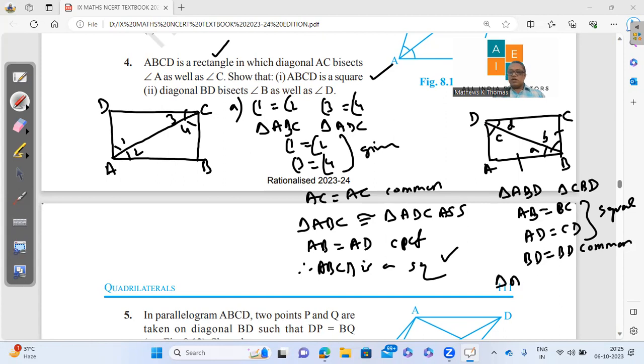So triangles are congruent by SSS. And if the triangles are congruent, then these angles are going to be equal. Angle A is equal to angle B and angle C is equal to angle D. And therefore we get BD bisects angle B and D. Right? So both the parts we have done.